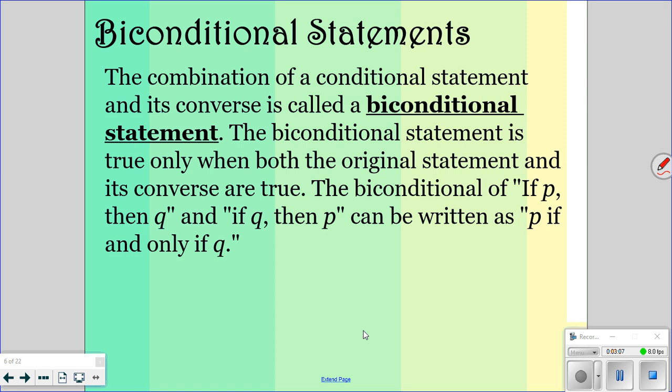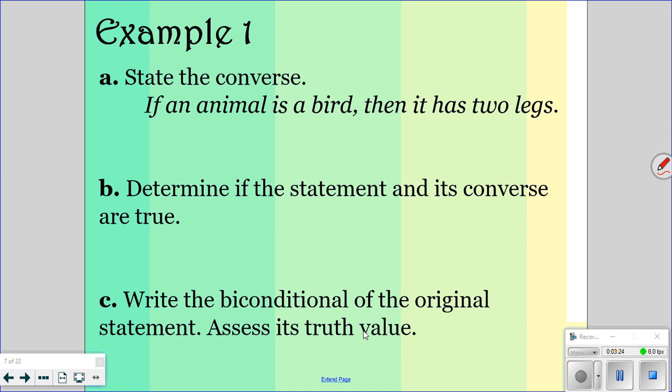And the biconditional of if P then Q and if Q then P is written as P if and only if Q. So you take your hypothesis and conclusion and put them together and say hypothesis if and only if conclusion. So let's look here. We want to state the converse. The converse of if an animal is a bird, then it has 2 legs, is going to be if an animal has 2 legs, then it is a bird.